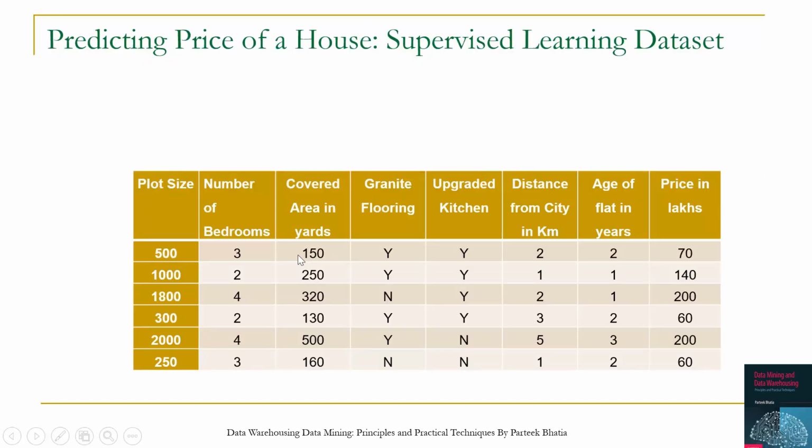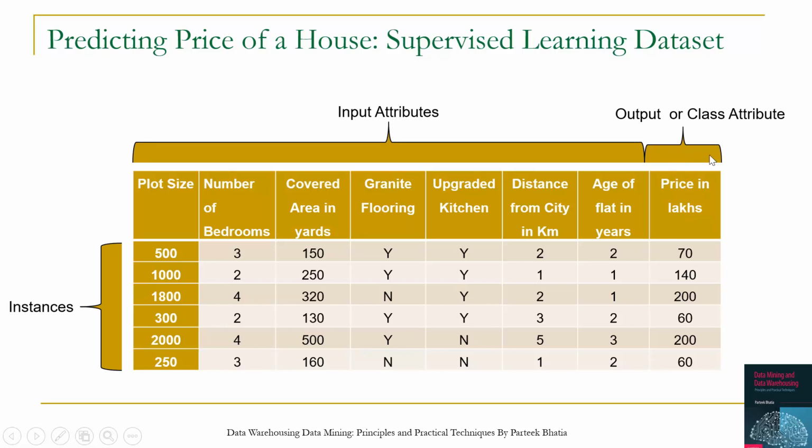In order to understand this concept further, let us consider this dataset. This is the dataset of supervised machine learning. We have already discussed this dataset in predicting the price of the house. Here we have columns like plot size, number of bedrooms, covered area, granite flooring, upgraded kitchen, distance from the city in kilometer, age of flat, and price in lakhs. We can clearly identify input and output attributes from this dataset. Here price in lakh is the output or class attribute, while all other attributes are input attributes. We can predict the value of the output attribute based on these input attributes.